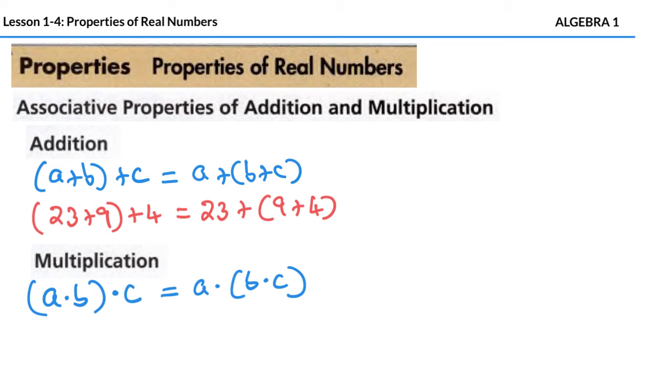For example, 7 times 9 times 10 is going to be the same however you group it. You can verify that. So what is this property called? The grouping property. It is called the associative property of addition and multiplication. So let's look further into the properties.